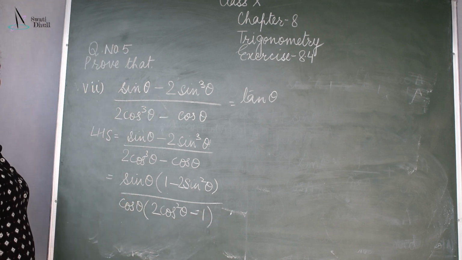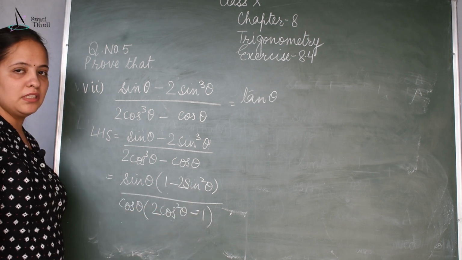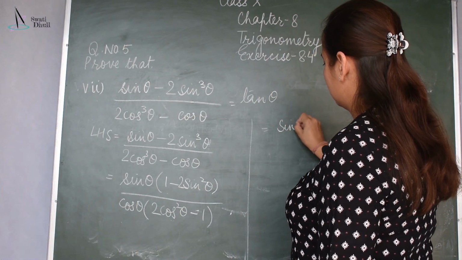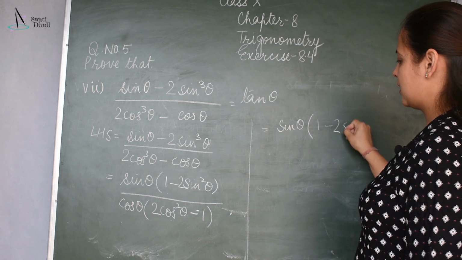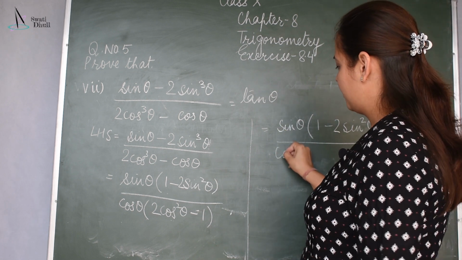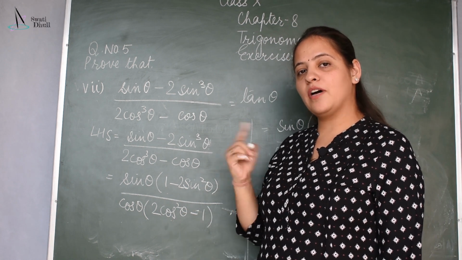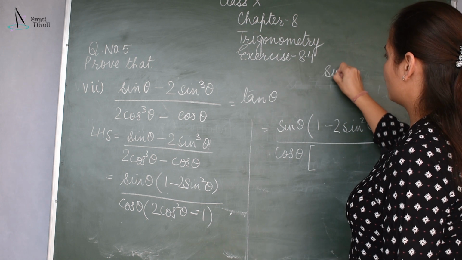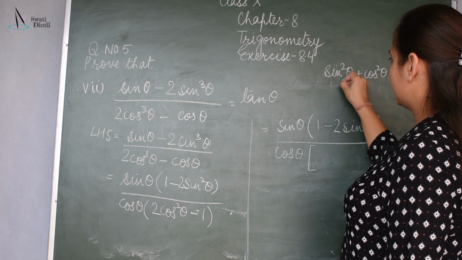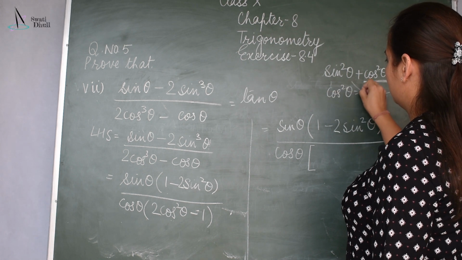Now sin theta upon cos theta is tan theta. So I need to remove this term from the numerator and this term from the denominator. So I will keep the 1 minus 2 sin square theta as it is, divided by cos theta into, see, cos square theta is 1 minus sin square theta, because sin square theta plus cos square theta is equal to 1. So I can write cos square theta as 1 minus sin square theta.